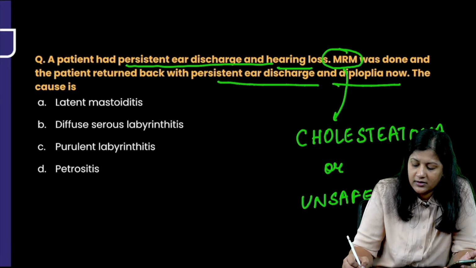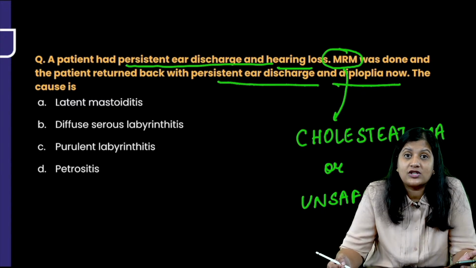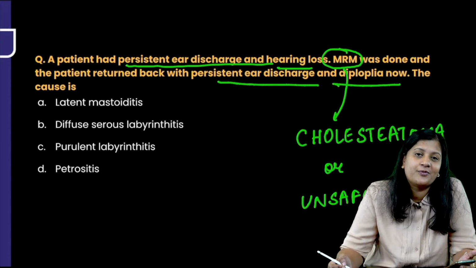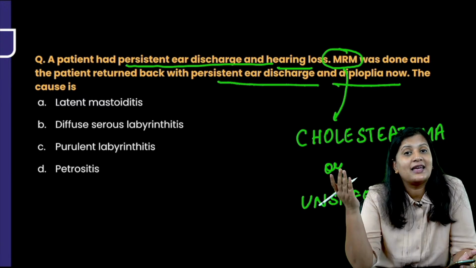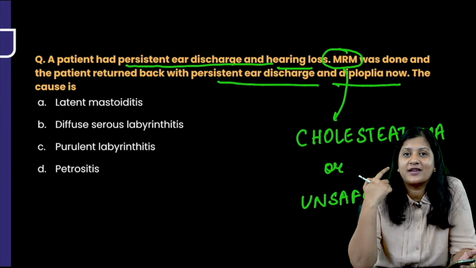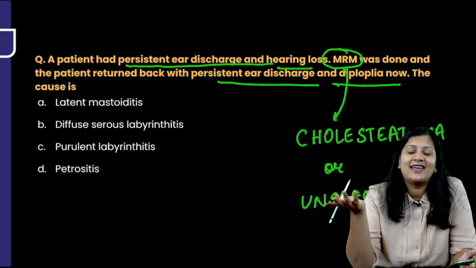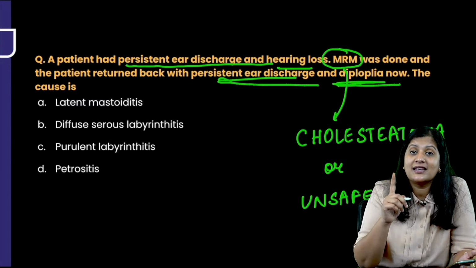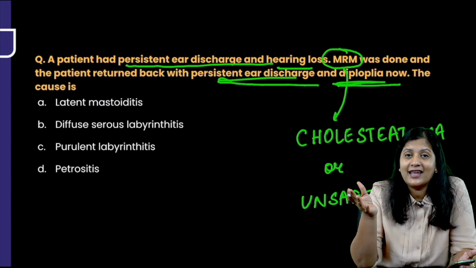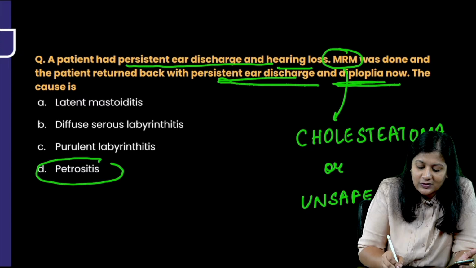So if there is a patient who has cholesteatoma, unsafe type of CSOM, and if you have left back the disease, can it progress to a complication? Yes. So from the middle ear, can the disease go to petrous apex? Yes. And now can the patient have persistent ear discharge, fifth nerve involvement and sixth nerve involvement? Yes. So persistent ear discharge, diplopia because of sixth nerve involvement. What does it indicate? It indicates petrositis. So the answer is petrositis.